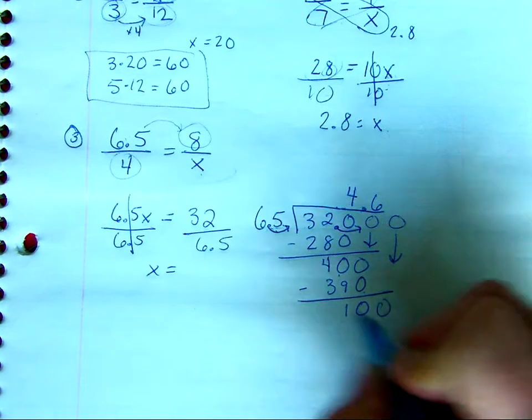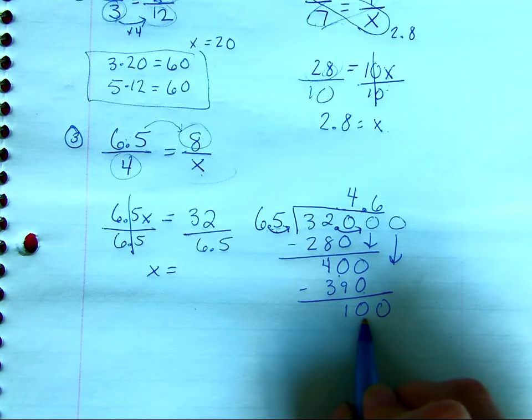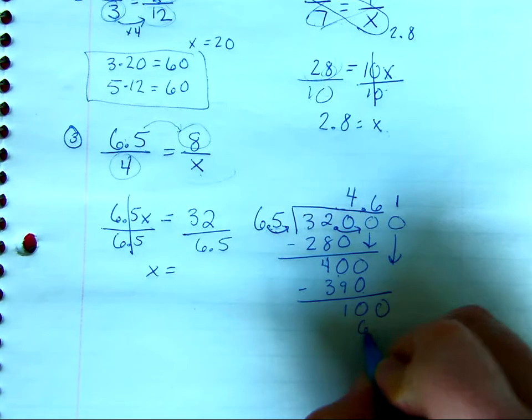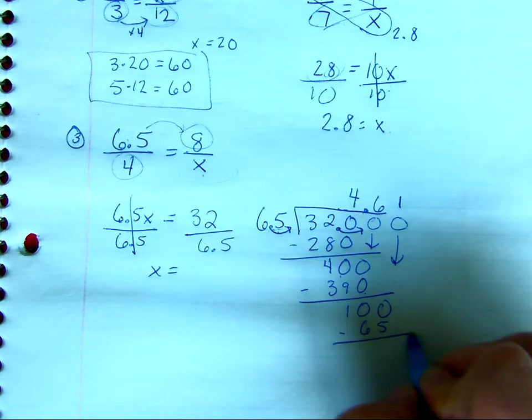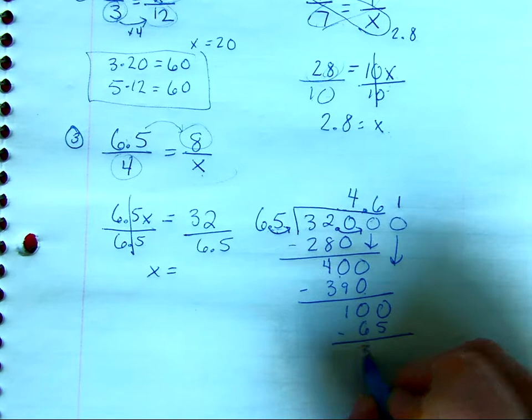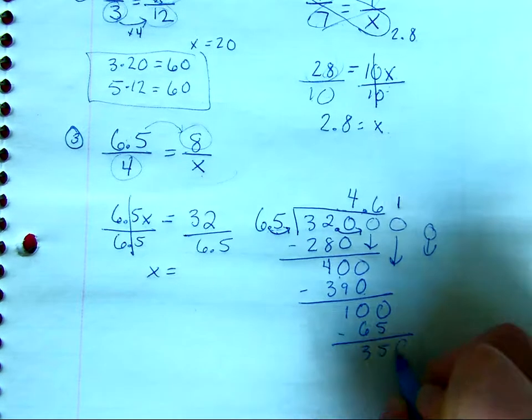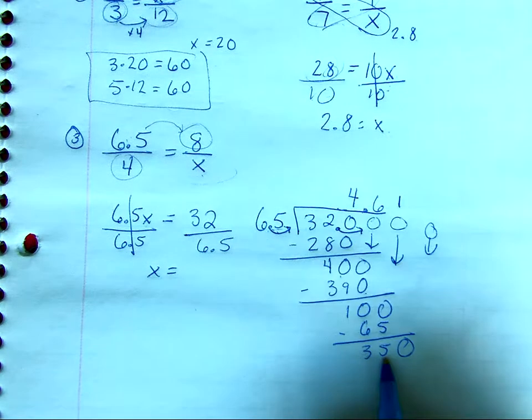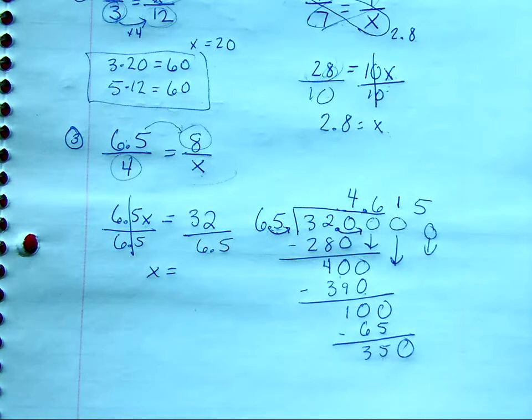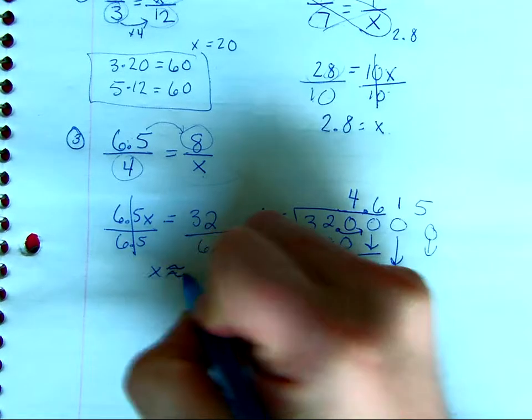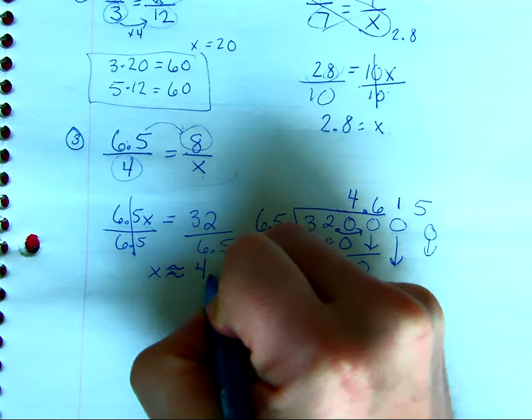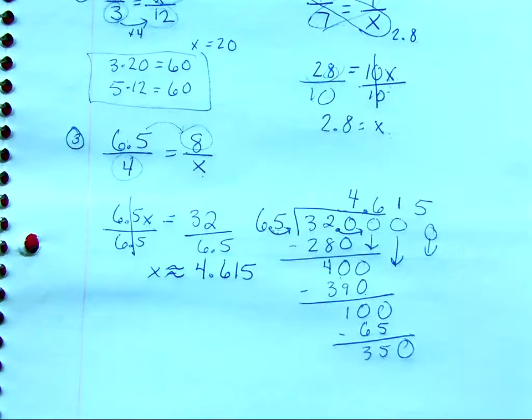Bring down, 65 goes into 100 once, giving me 65. We'll go one more spot. Then that's going to be 35. Add a 0, bring it down. It's going to go into there 5 times. So x, we'd say, is approximately 4.615.